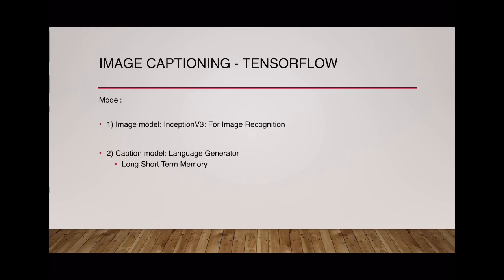That is also the language generator of the algorithm. To implement this, we need to use long short-term memory, because in the implementation we need to generate word by word. Each word is generated by one iteration of the picture and the previous word. So the long short-term memory will be very useful in our captioning model.